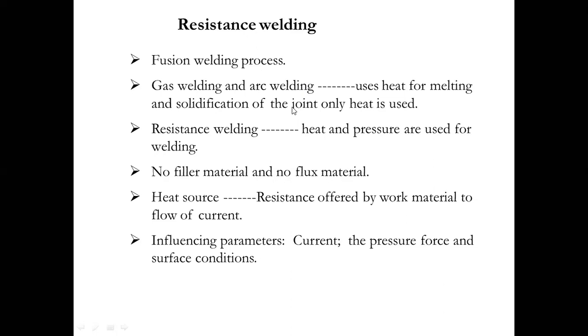So in resistance welding, the name itself says it: resistance over the flow of current is called resistance welding. Under resistance welding, you have spot welding, projection welding, seam welding, butt welding, flash welding, and the sixth one is percussion welding. So you have six types under this category, right? In resistance welding, you will not have a filler material, and you need not use any flux material, right?